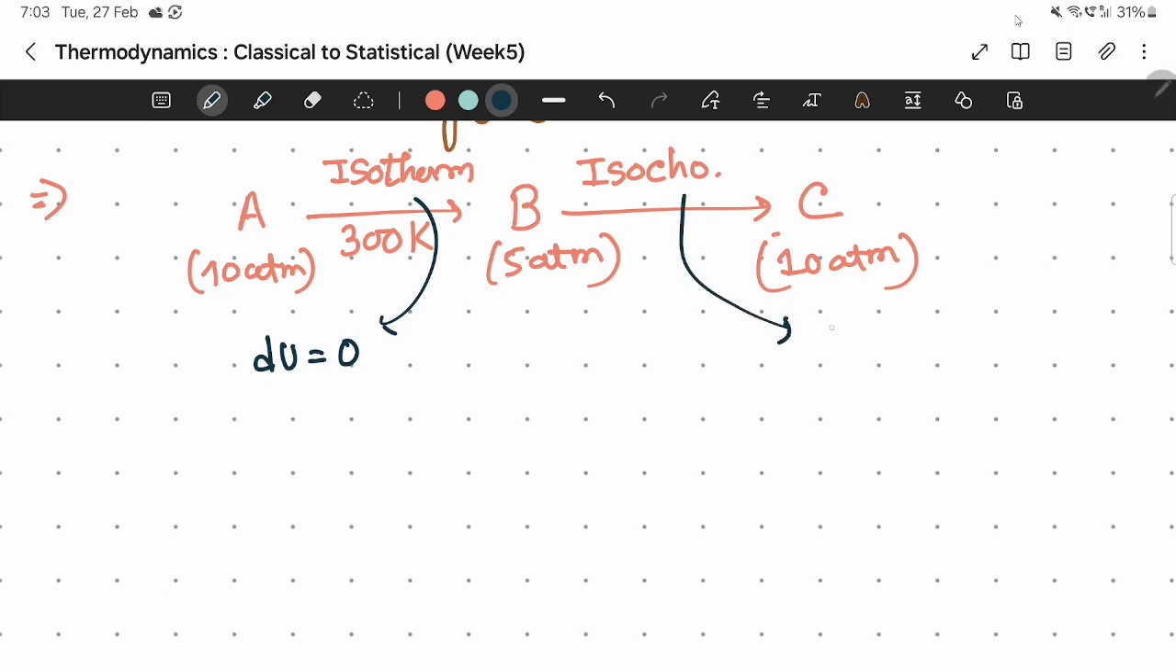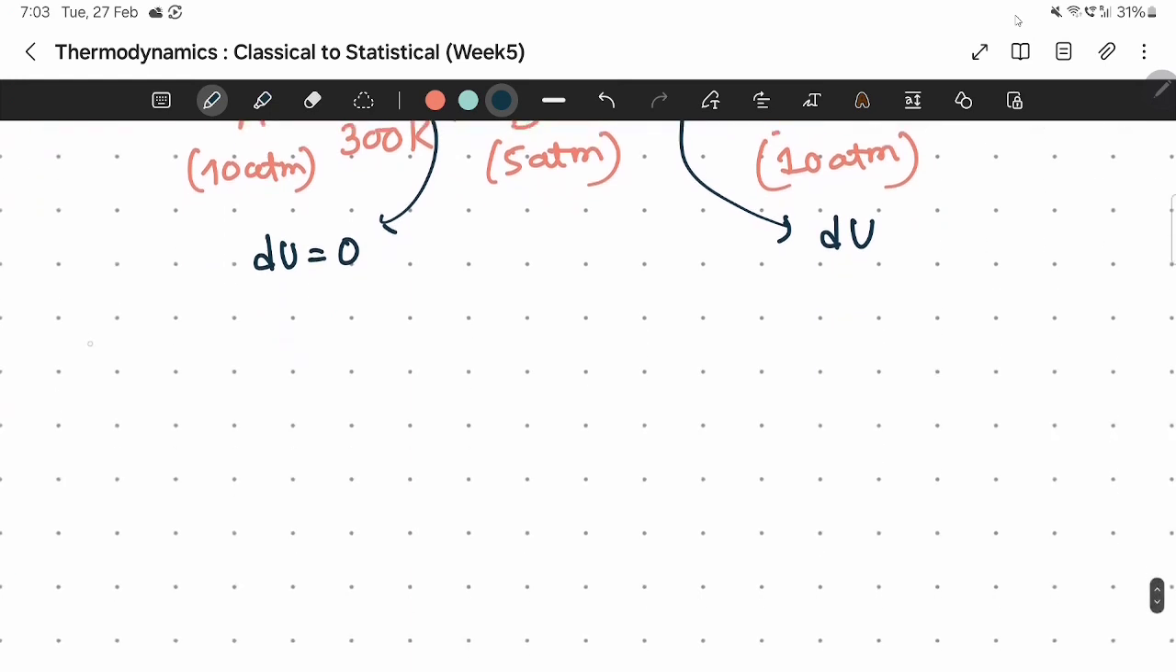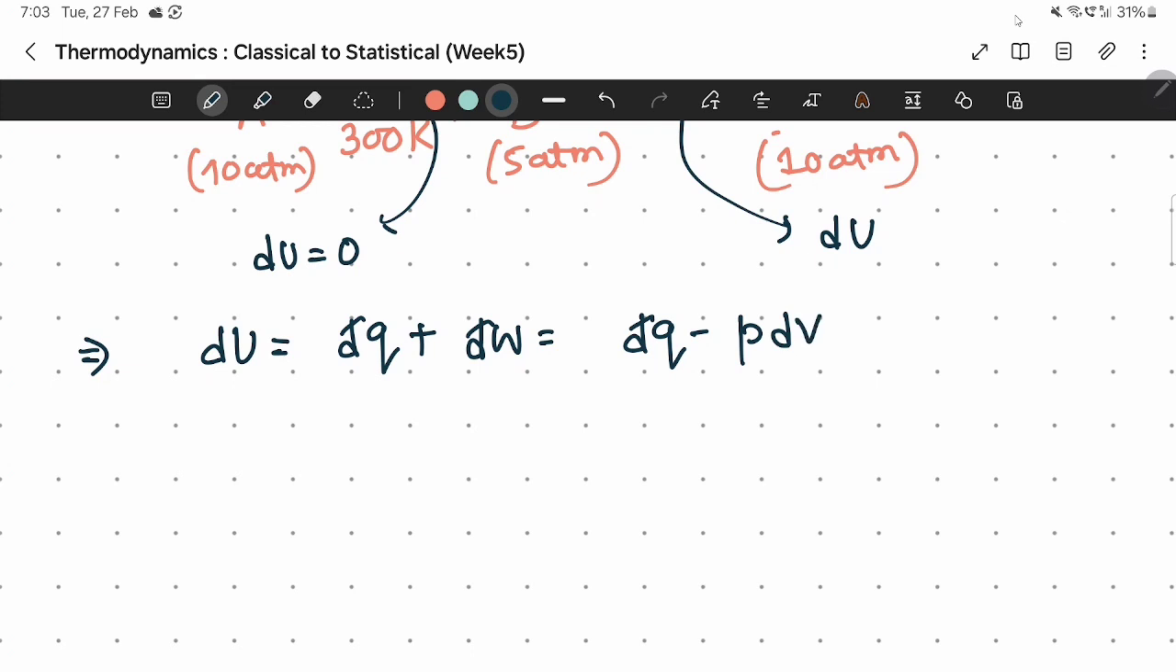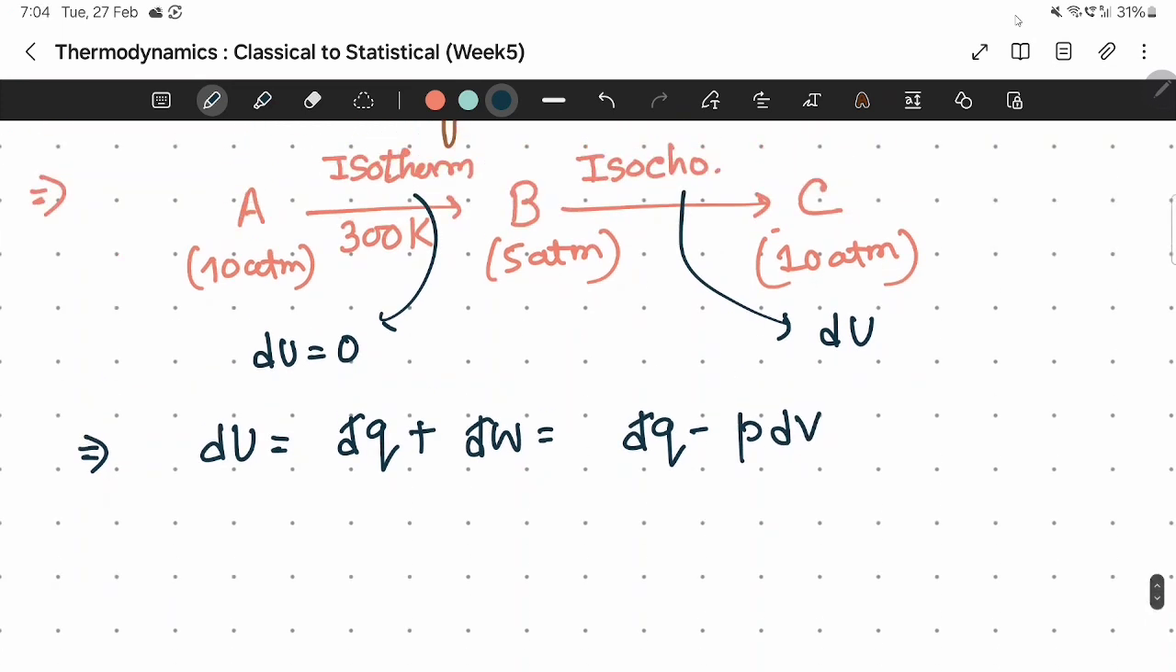So we just have to find out ΔU for the isochoric process. Now, dU is essentially đQ plus đW, so it is đQ minus P dV. Again, it's an isochoric process, which means volume is constant, so dV will be zero. So it is eventually đQ. So đQ you have to find out.